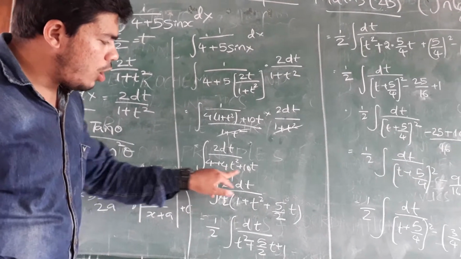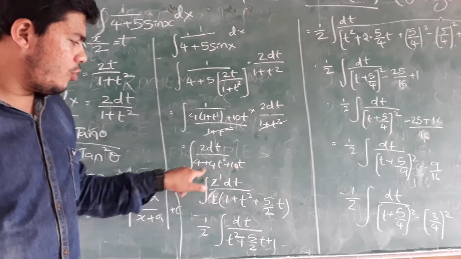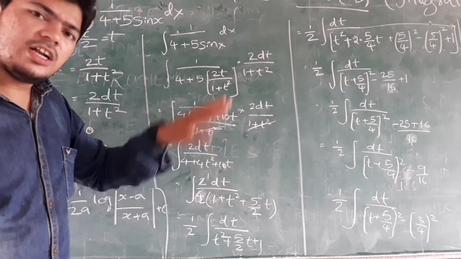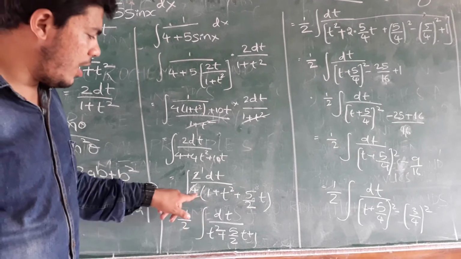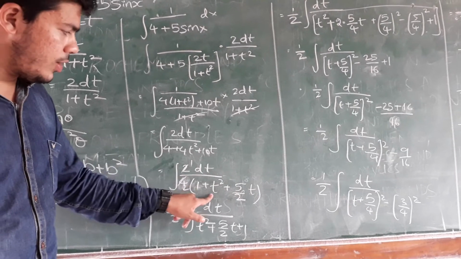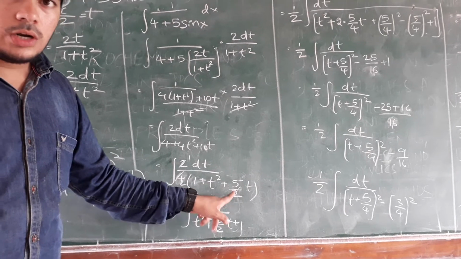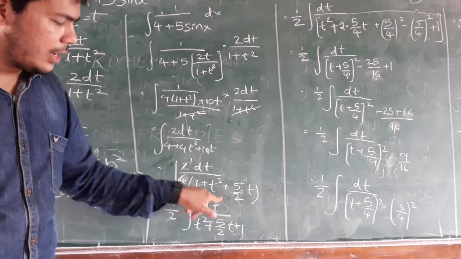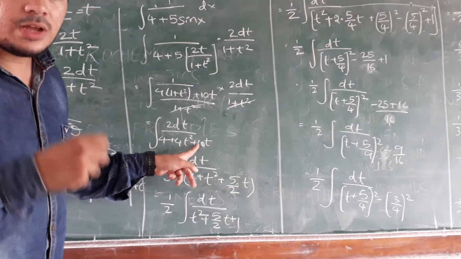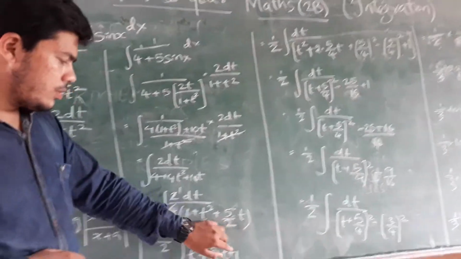Now take the common factor in the denominator: 4, 4, 10. 4, 4 is okay, but 10 is there. So we will take 4 as a common number. Here it will be 1. Here the 4 goes, so it will be t square. And here 10 divided by 4: 2 is common, so we will get 5 by 2 t.